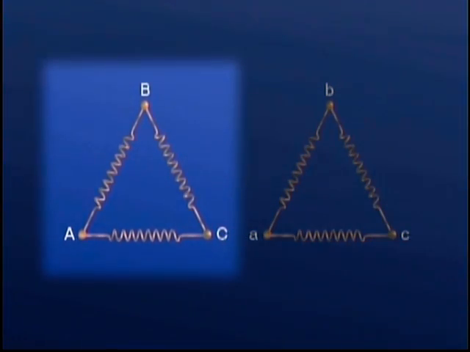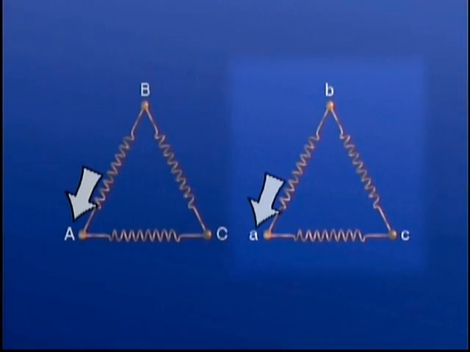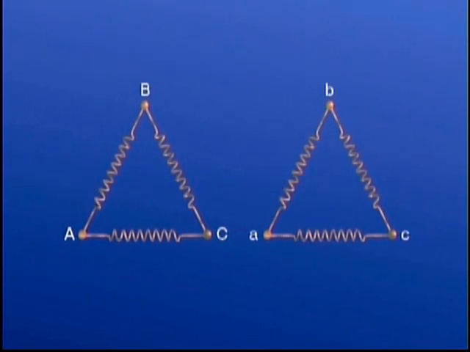In this arrangement, there is a direct correspondence in both the position and the designation of the primary phases and the secondary lines. The H1 end of primary winding number 1 corresponds to the X1 end of secondary winding number 1. In other words, there is 0 degrees of angular displacement between the windings. The same relationship holds true for each winding in the bank.